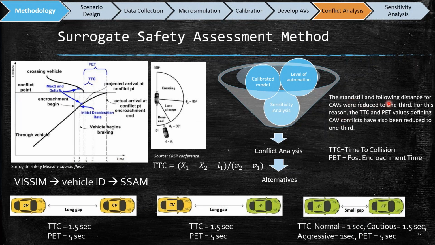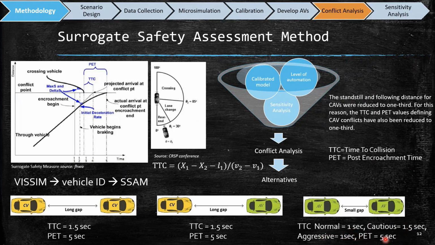So the standstill and the following distance for the normal AVs were reduced to 1/3. For this reason, we also reduced the TTC by 1/3 and we reached 1 second. For the cautious situation, we don't have this kind of reduction, so we keep it at 1.5 for the TTC, and for the aggressive again we have 1 second.